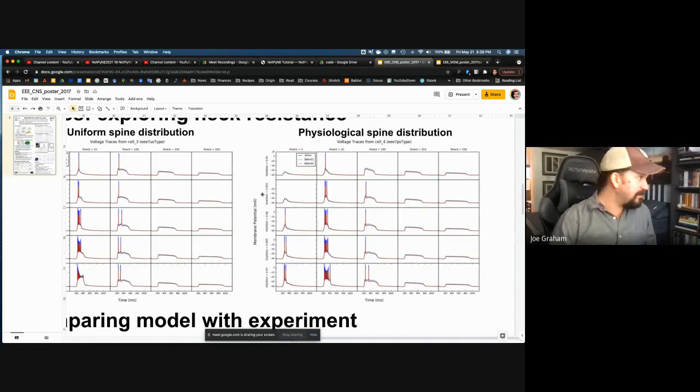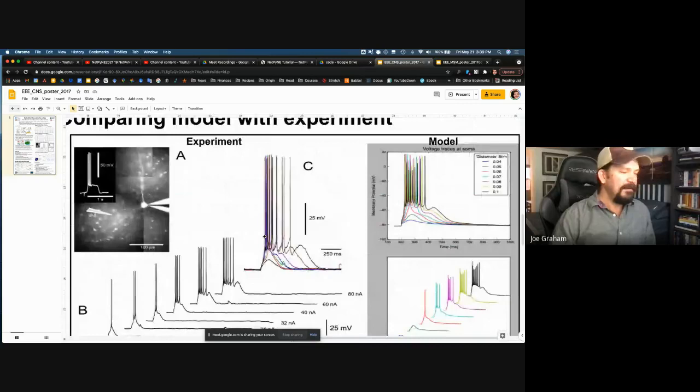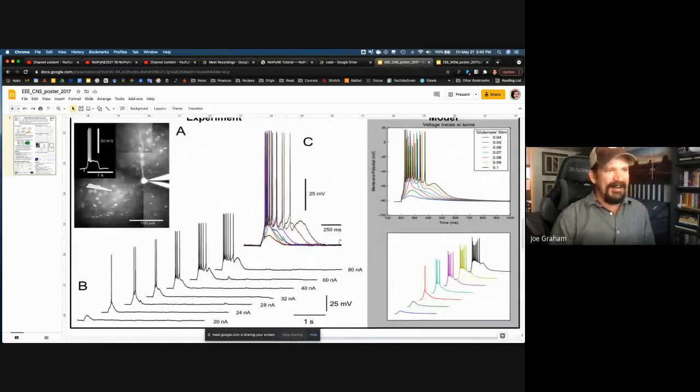Spine distribution. We distributed spines in different ways. And so we compared our model with the experiment. This is experimental data with increasing amplitudes of glutamate puffs as you go up this way. So this is very little neurotransmitter. This is a lot of neurotransmitter. And we modeled a glutamate puff.